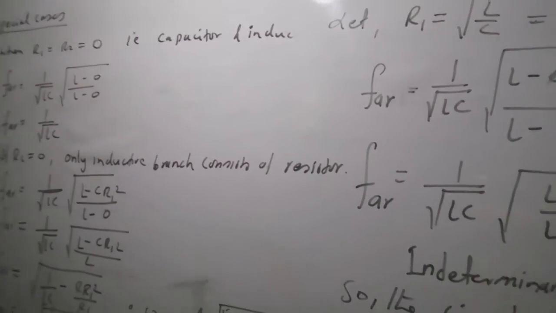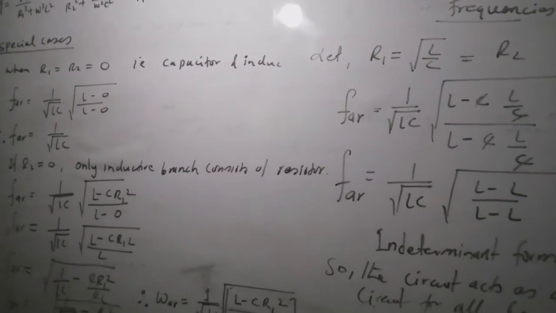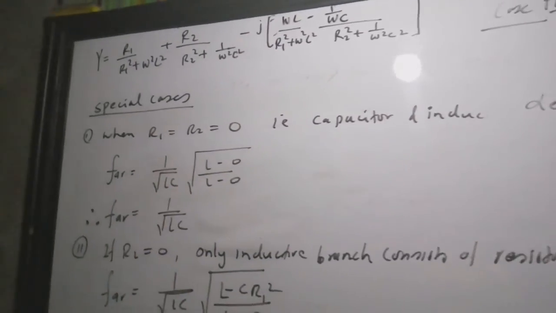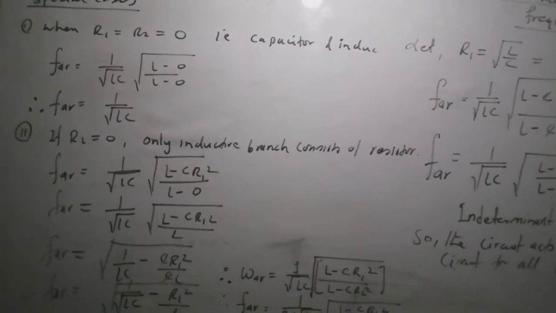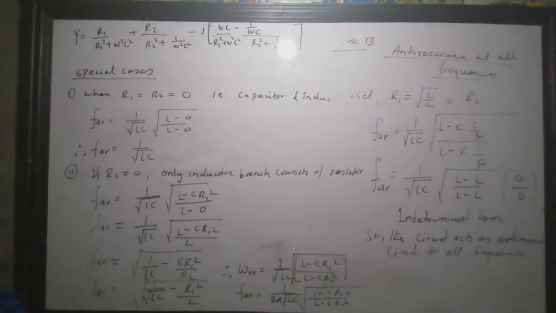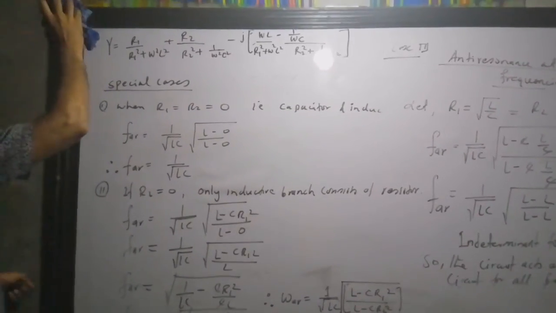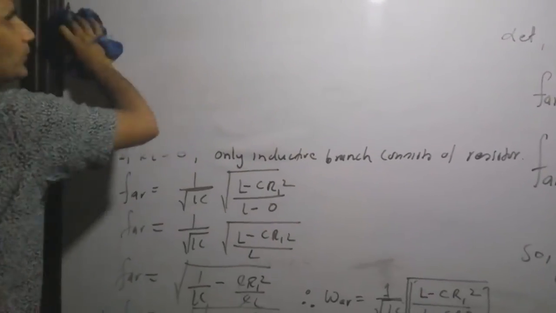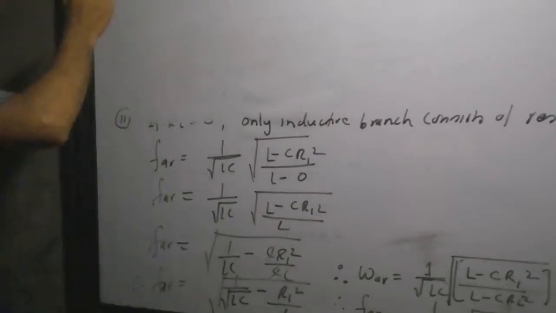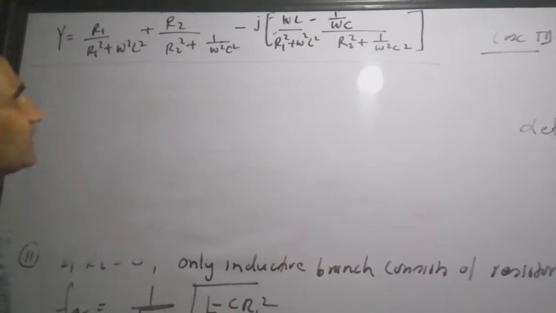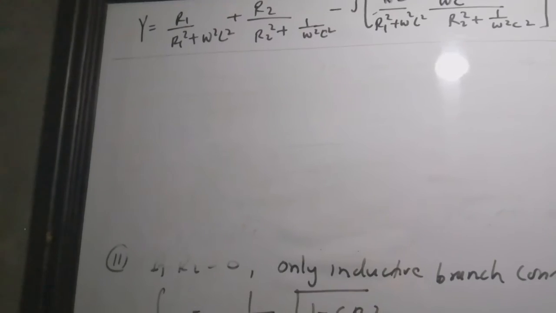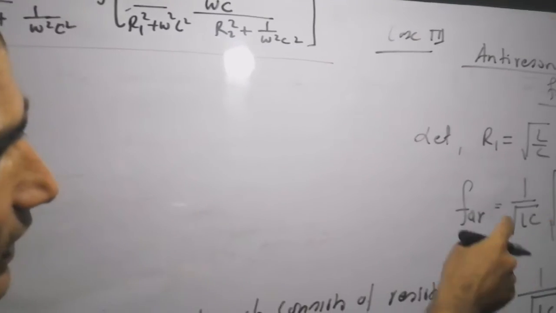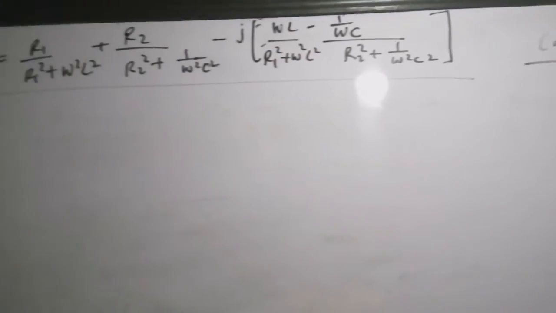And I want to find the impedance. What will be the total admittance when I put this value? Okay, and again you can copy if you like, by taking a screenshot. Okay, so let me write this. This was our admittance, and I want to find what will be the value of the admittance when I put this value of resistance.